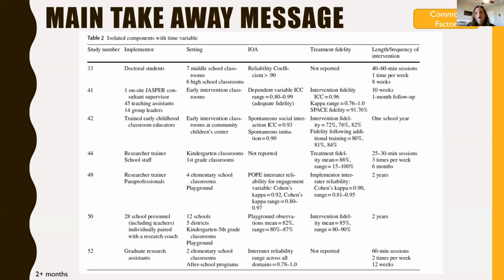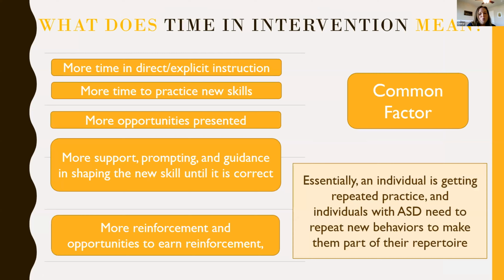So it was how long a kiddo was in intervention. So it had to be more than 2 months in order for there to be the best effect size or the most successful intervention, which, when you think about it, makes a lot of sense, because the more time you're in an intervention, the more time you have in direct or explicit instruction, the more time you get to practice, the more opportunities you're going to get, the more opportunities for reinforcement you're going to get. So think about it, when you're practicing a skill, the more you practice over the longest time, well, guess what? The better you're going to get at it.